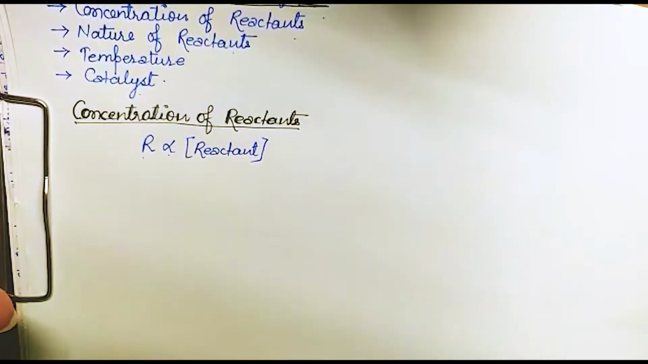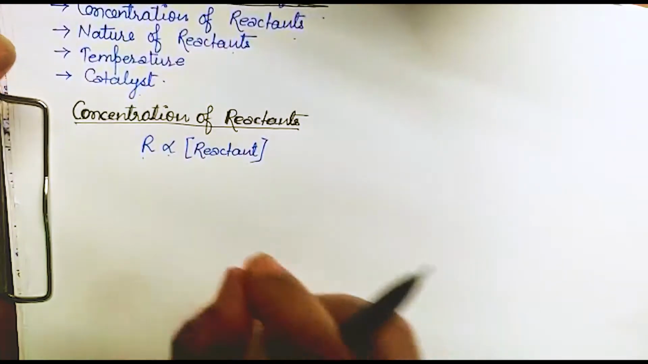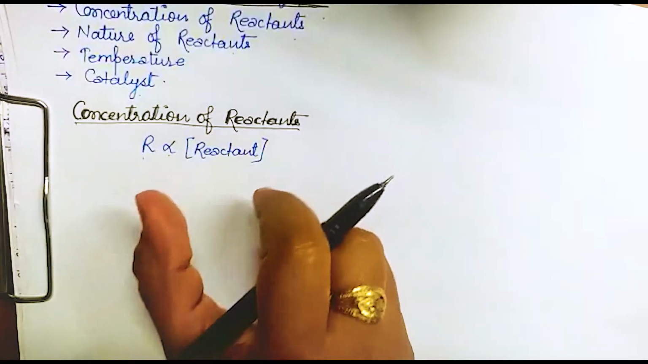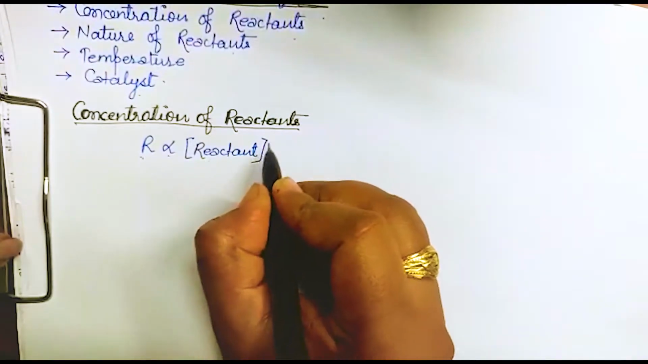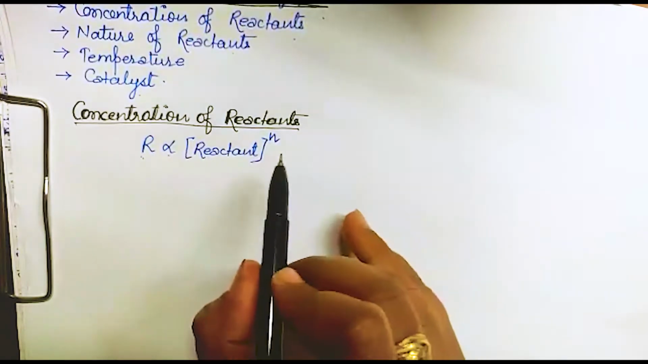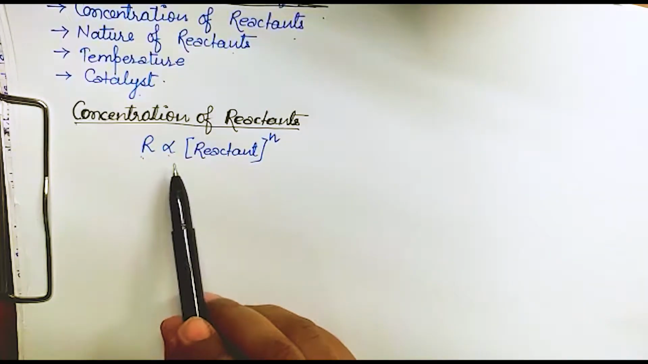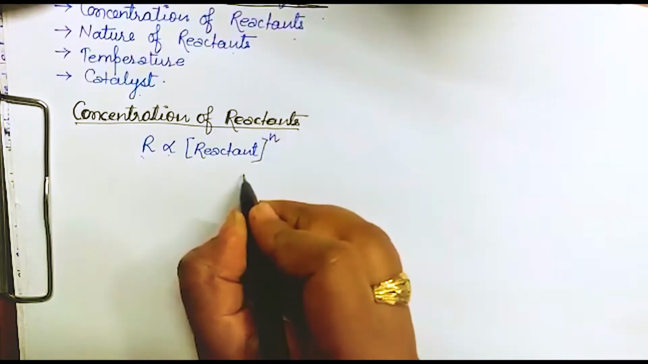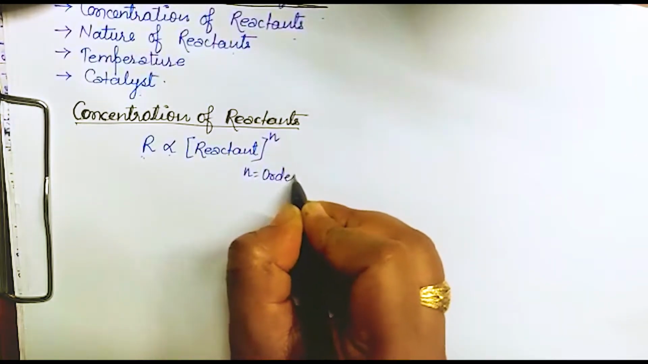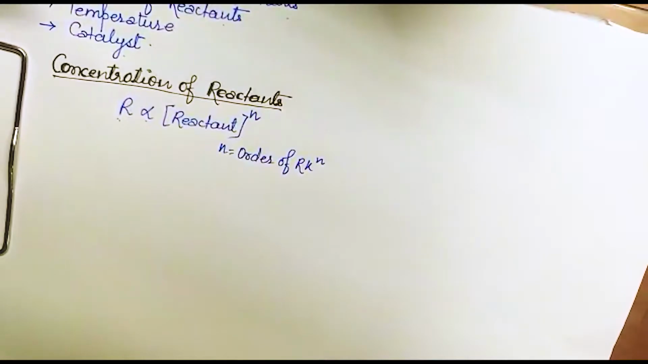This is an experimental value, an experimental thing. The scientists, by experiment, found that the rate is not exactly directly proportional to the reactant concentration. Actually, the rate is directly proportional to the reactant concentration to the power n. Don't worry, I will explain this n. So R is directly proportional to [reactant]^n, and this n is the order of reaction.